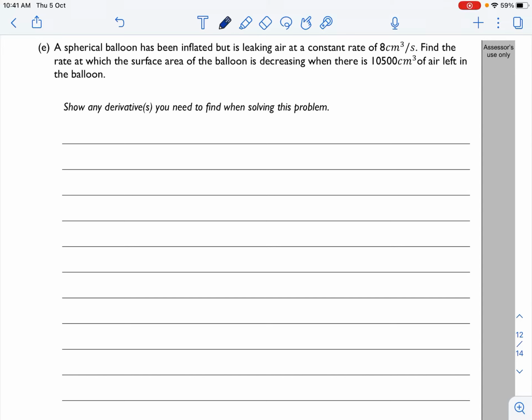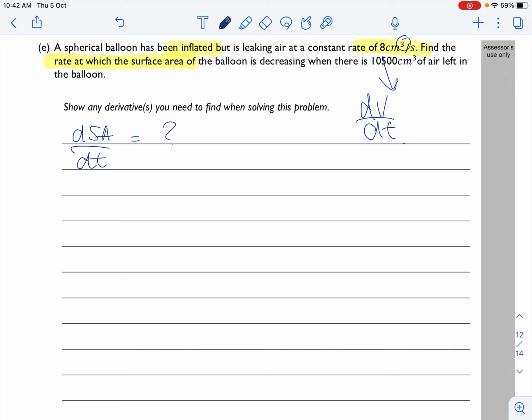Here's question 3e. So we've got a spherical balloon being inflated at a constant rate. So that would indicate that that's volume because of the centimetres cubed. So that's dV by dt. Find the rate at what the surface area is decreasing when there's 10,500 cubic centimetres of air left. So what we're actually asked to find is dSA by dt, the rate with respect to time.